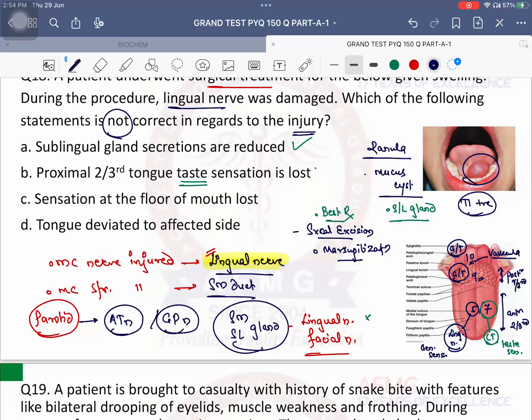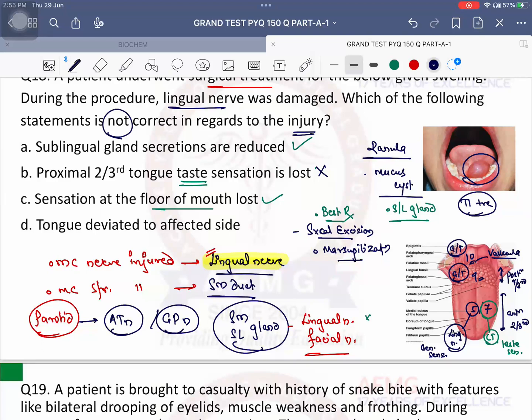So proximal two-third of the tongue sensation, the tongue taste sensation is lost. It is not the taste sensation, it is the general sensations which will be lost. Option C says sensation at the floor of mouth is lost. That's a true statement because the lingual nerve is known to supply the floor of mouth. Now here there is a problem.